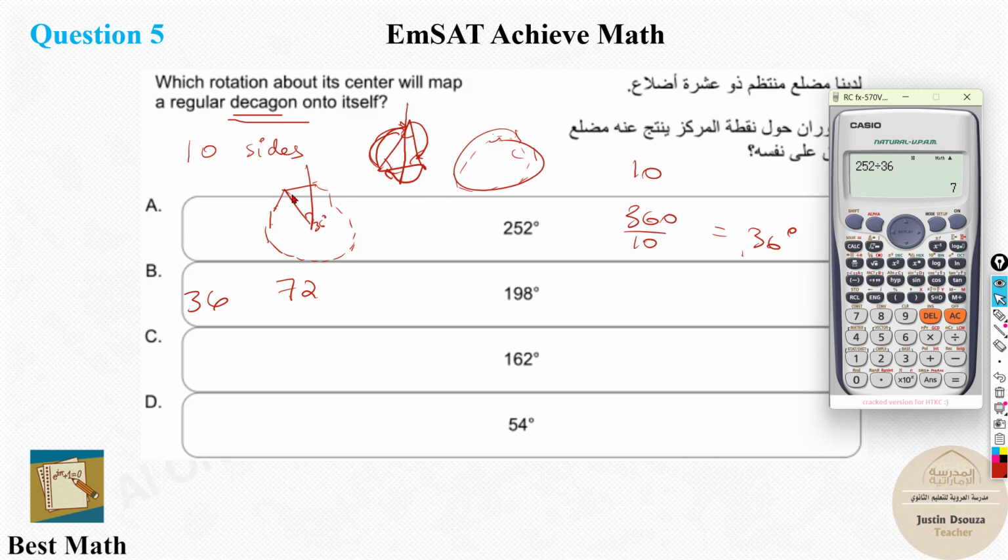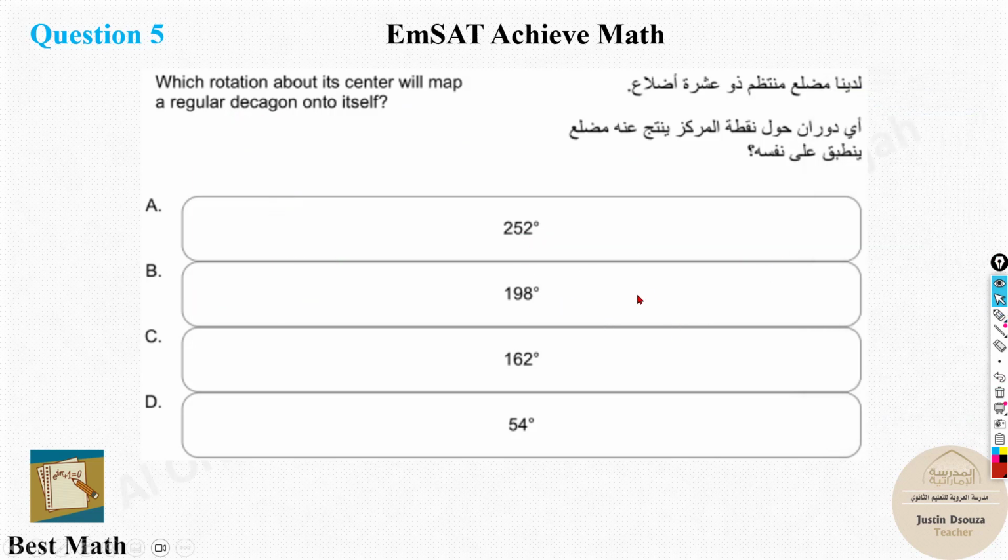So if you move this decagon by 252 degrees, it will map onto itself. Or even if you move by 36 degrees or 72 degrees or any multiple of 36, it will map. But we do not have the option of 36 or 72. So any multiple of 36 is the correct answer. This is the answer over here. So that's how we solve this problem. Geometry requires understanding and reasoning, so then you can easily solve it.